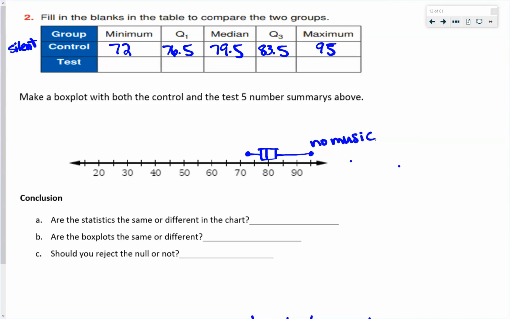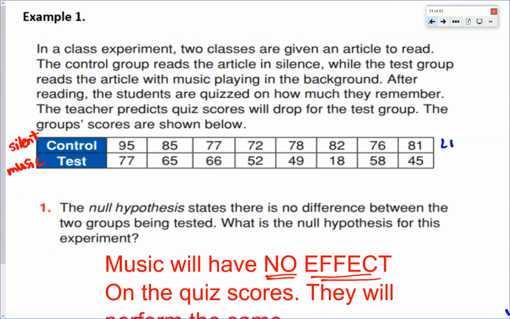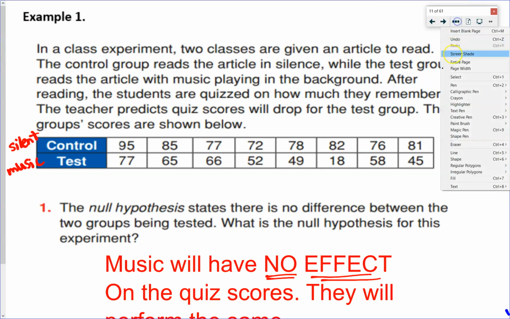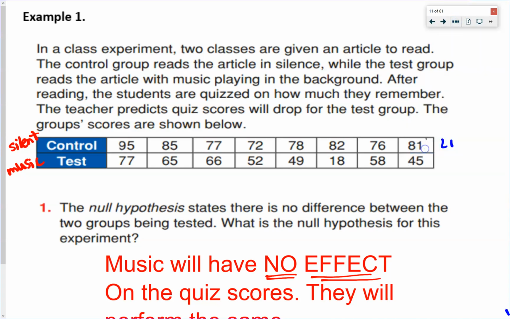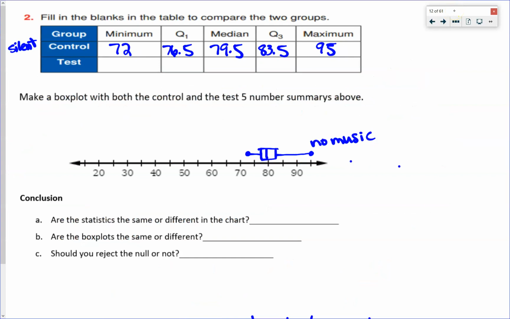All right. Now let's get our data for the group that did it with music playing in the back. So go ahead and pause. Clear out your list 1 and now put these values into list 1. Go ahead and do that and come back. Pause the video. You should have gotten a minimum quiz grade of 18, a Q1 of 47, a median of 55, a Q3 of 65.5, and a maximum quiz score of 77.